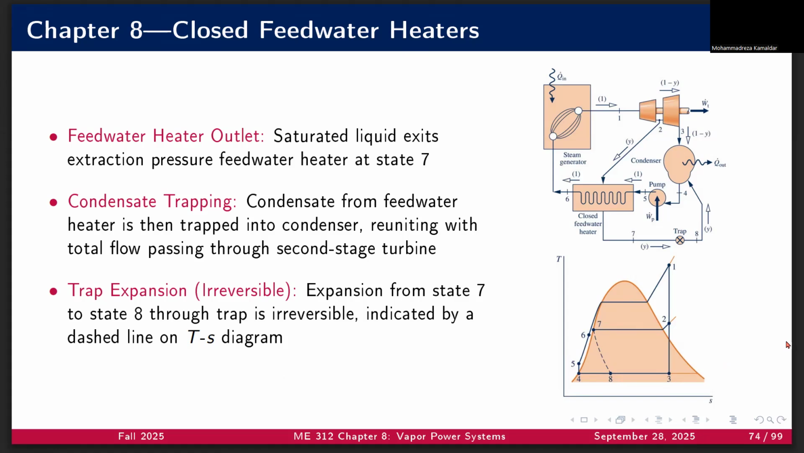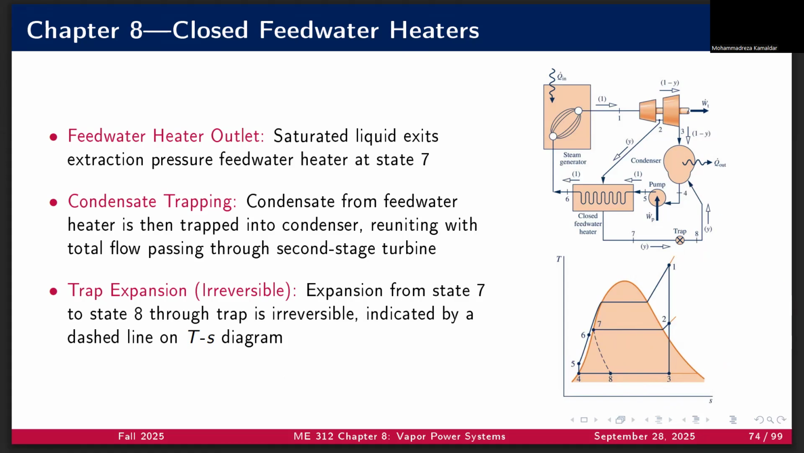So as we discussed, the trap's function is to let the liquid pass into a region of lower pressure. So this has a lower pressure than this. Then in this case, the condensate is trapped into the condenser. So basically, we are passing this condensate to the condenser.